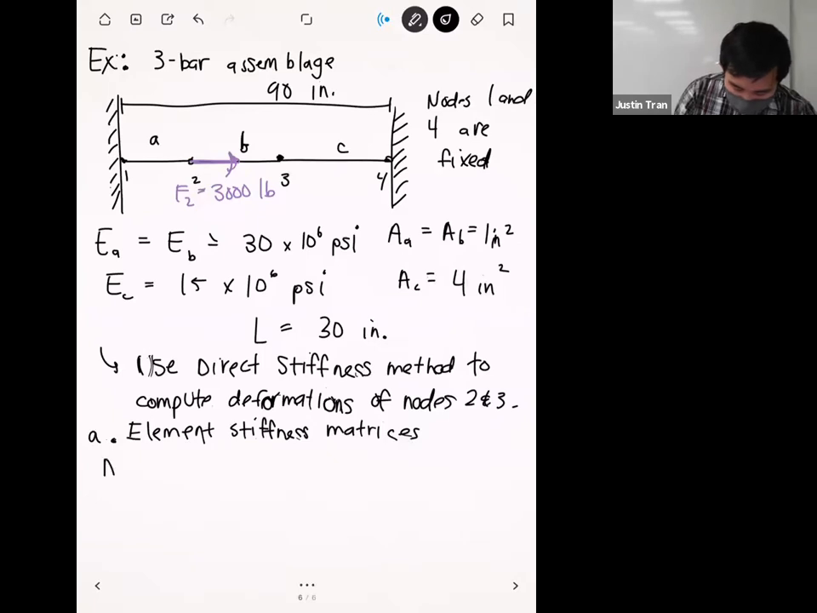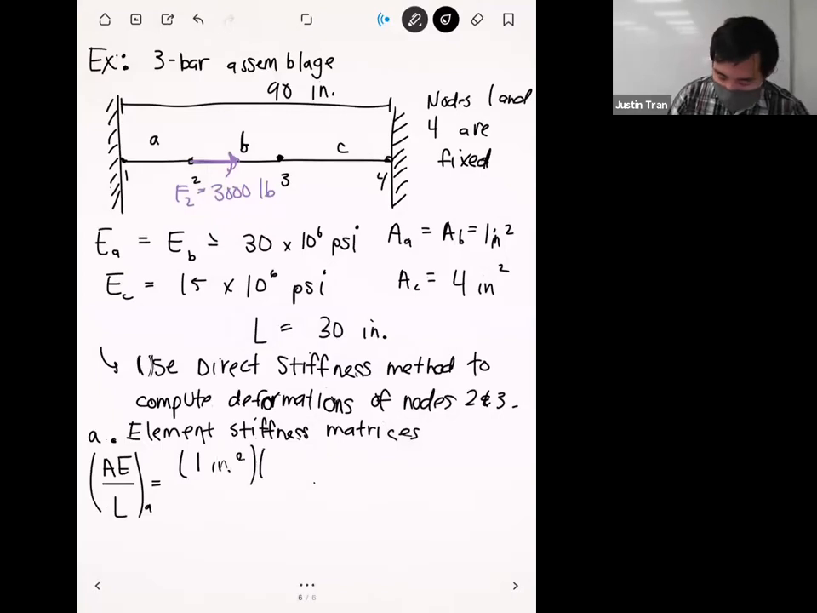All right, and so to help with this, let's go ahead and pre-compute AE over L. Let's do this for element A first. AE over L for element A: we're going to take the cross-sectional area for element A, which is 1 inch square, multiply that by the Young's modulus, which is 30 times 10 to the 6 psi, and then divide by the length. The length here is 30 inches.